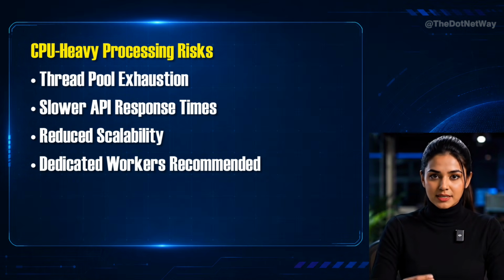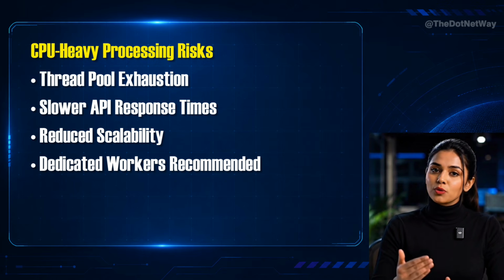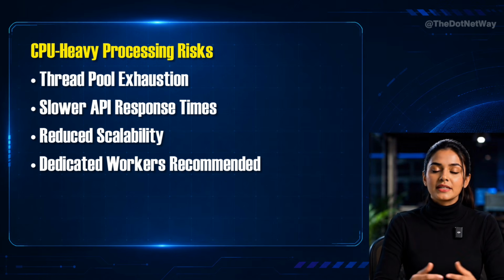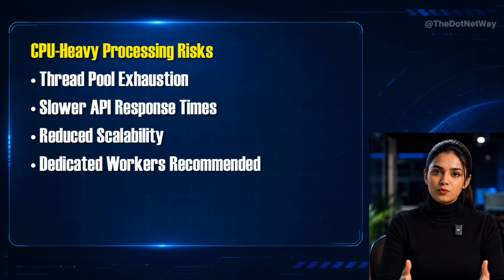If heavy processing runs directly inside the web application, it can exhaust the thread pool and slow down the entire API under traffic. That's why companies often move CPU-intensive processing into dedicated worker services, microservices, Kubernetes jobs, or Azure Functions. Keeping web APIs lightweight is critical for scalability.